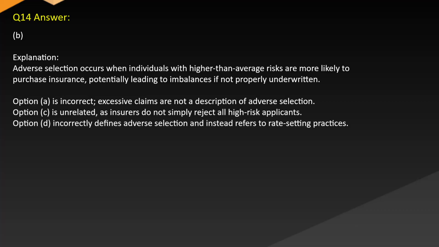Answer B. Explanation. Adverse selection occurs when individuals with higher than average risks are more likely to purchase insurance, potentially leading to imbalances if not properly underwritten. Option A is incorrect. Excessive claims are not a description of adverse selection. Option C is unrelated, as insurers do not simply reject all high-risk applicants. Option D incorrectly defines adverse selection and instead refers to rate-setting practices.